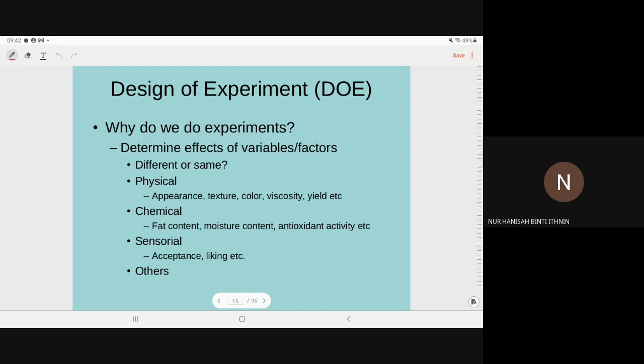So in science, what we want to know is the truth. Why do we do experiments? To determine the effects of variables and factors, whether things are different or the same, any changes in the physical aspects, in the chemical aspects, and because we are in food science, tastes and aroma are very important. So the sensorial aspect.